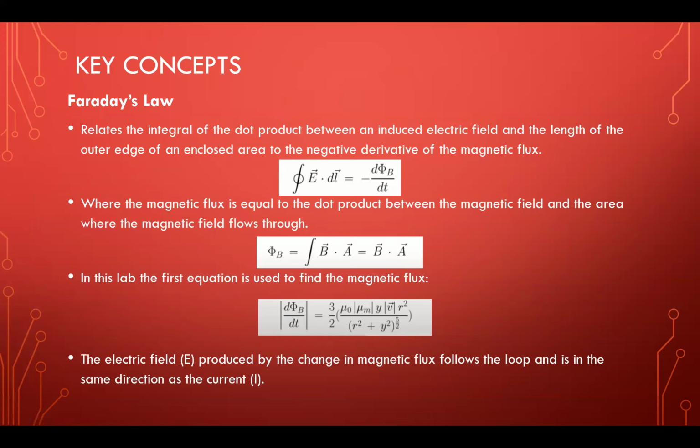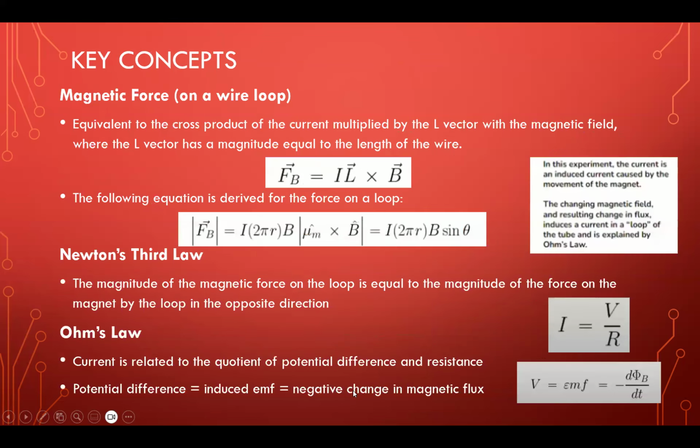The electric field produced by the change in magnetic flux follows the loop and is in the same direction as the current. The magnetic force on a wire loop is equivalent to the cross product of a current multiplied by the L vector with the magnetic field, where the L vector has a magnitude equal to the length of the wire. The following equation is derived for the force on the loop.